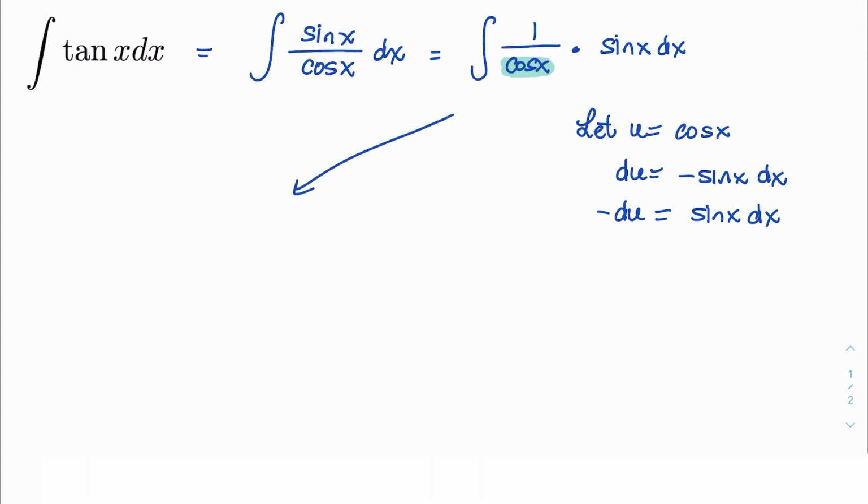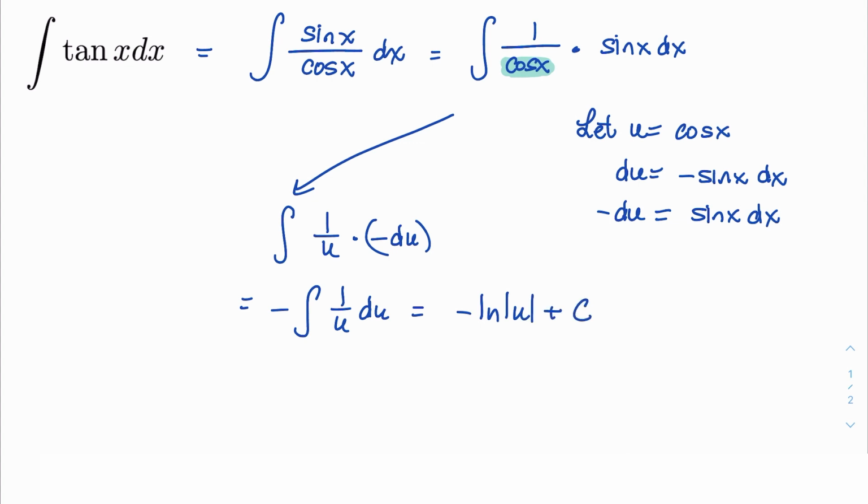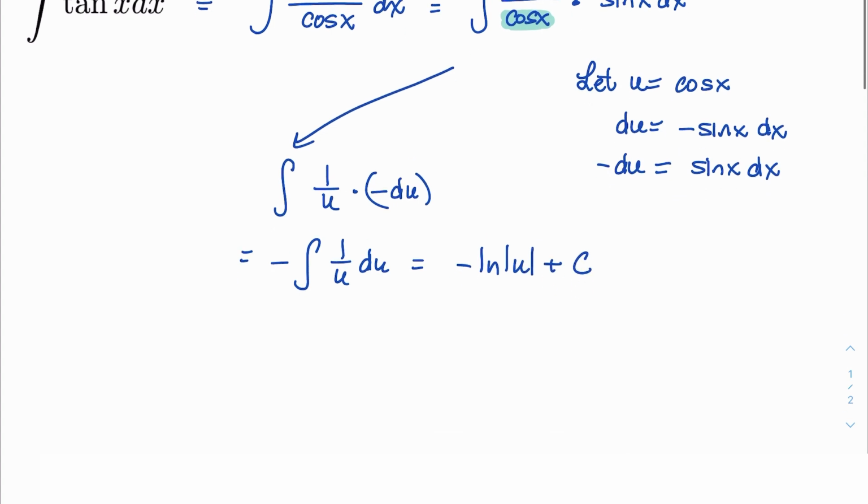And now to make our substitution, we have the integral of 1 over u times negative du. And since that negative is really a constant, we're going to write it on the outside of the integral sign. It's really a negative 1 getting multiplied. And now remember that the antiderivative of 1 over u is the natural log of the absolute value of u plus a constant. And now we back substitute. U is equal to cosine of x, so we have negative natural log of the absolute value of cosine of x plus c.